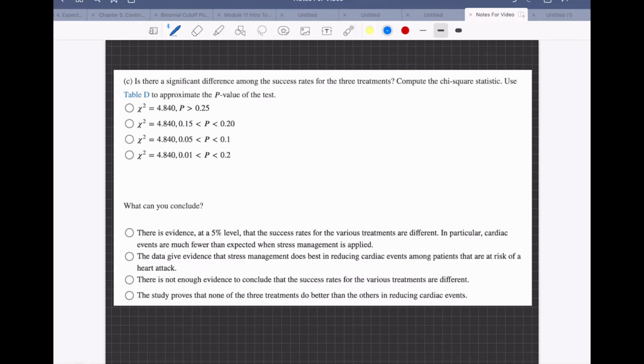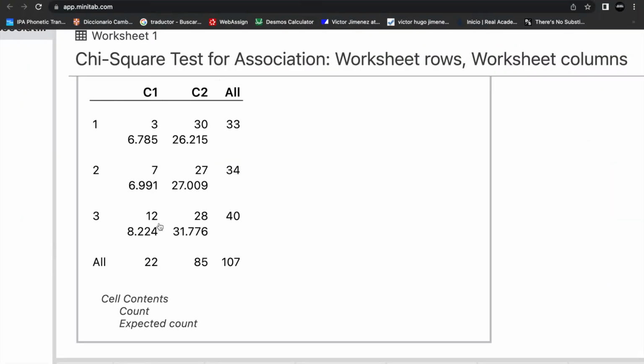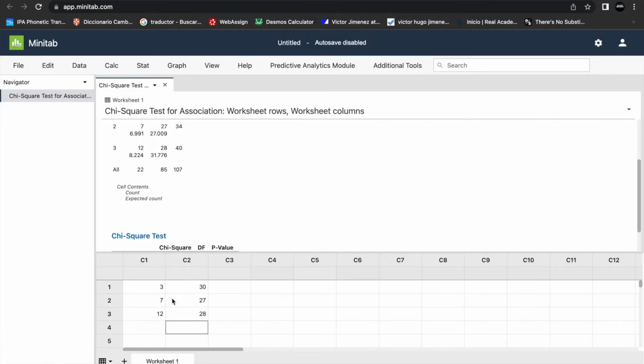Next, is there a significant difference among the success rate for the three treatments? Compute the chi-square statistic. Use Table D to approximate the p-value of the test. How do we compute this? All right. Now, again, go back to Minitab. We have these values here.